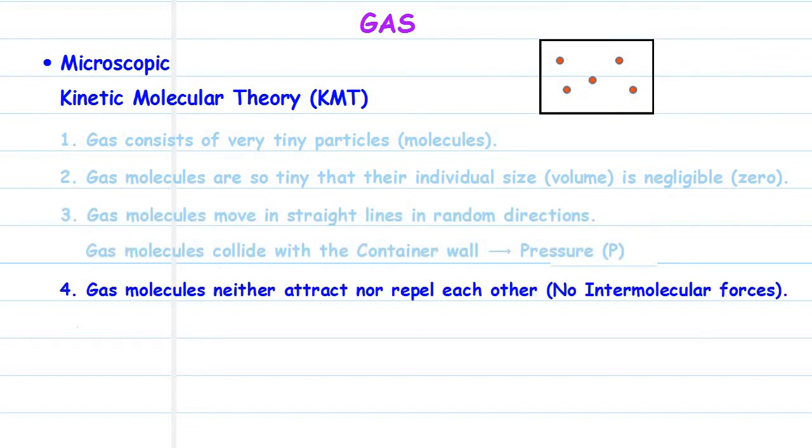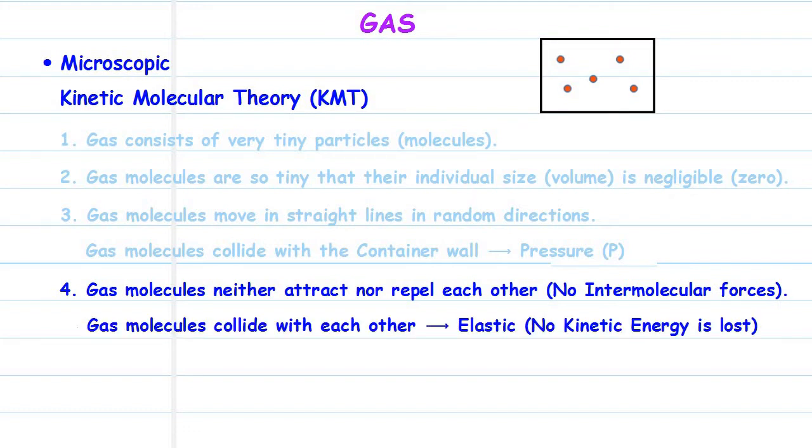And the next approximation is that these gas molecules neither attract nor repel each other, which means there's no intermolecular forces, no dipole-dipole, no hydrogen bonding in this KMT model. Nonetheless, these gas molecules can still collide with each other, and this collision is considered elastic, which means there's no kinetic energy loss in this collision.